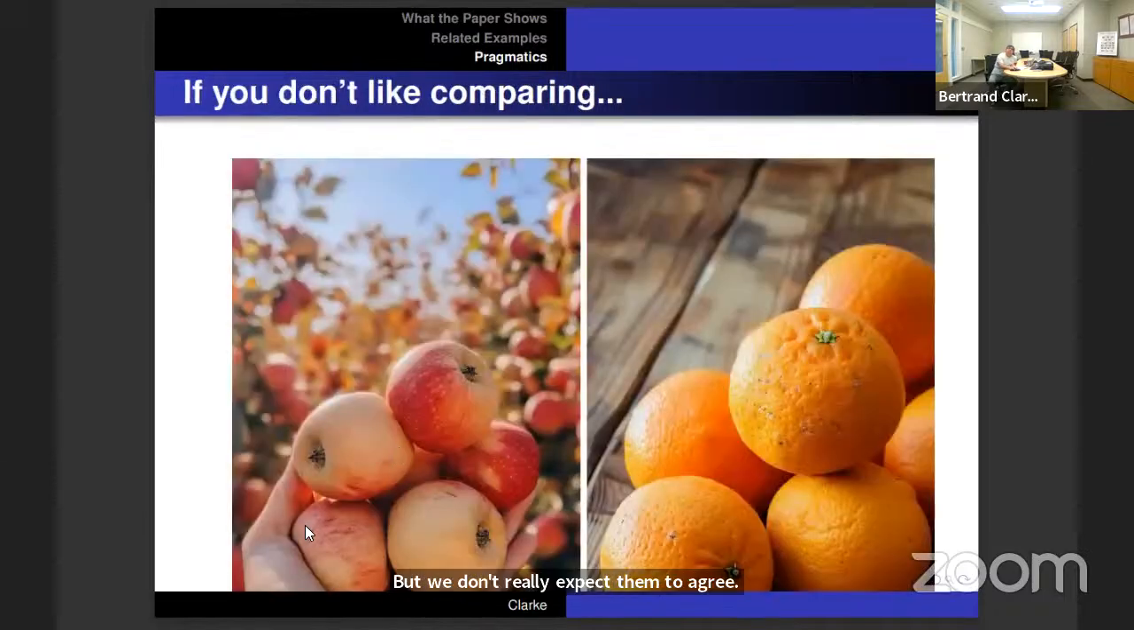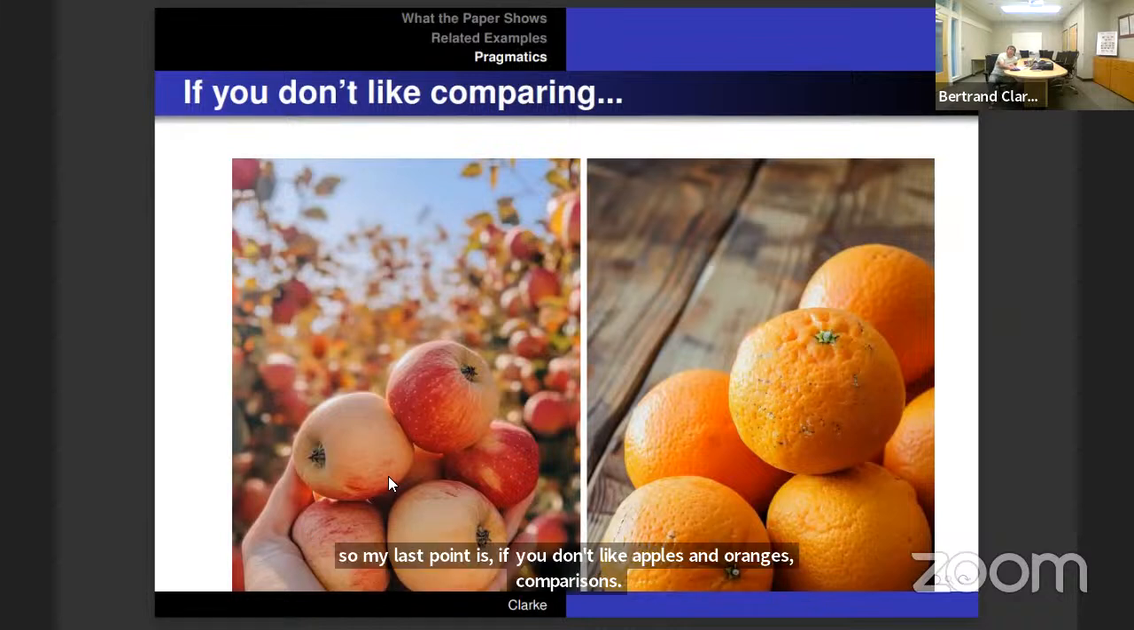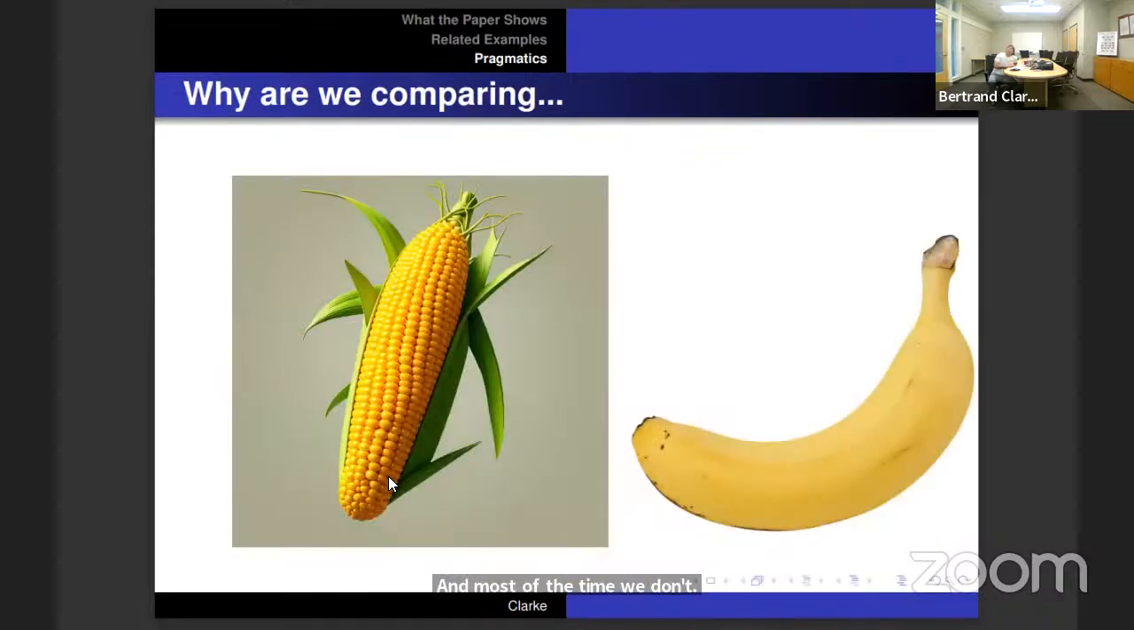And so my last point is, if you don't like apples and oranges comparisons, and most of the time we don't, why are we doing bananas and corn comparisons? Thank you.